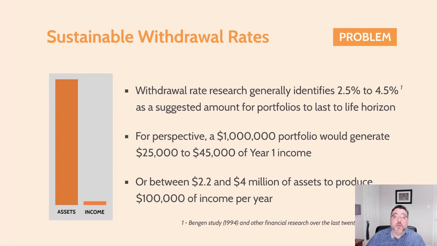So let's talk about another problem, which is sustainable withdrawal rates. Withdrawal rate research generally identifies 2.5% to 4.5% as a suggested amount for portfolios to last to a life horizon. For perspective, if you had a $1 million portfolio, then you would generate anywhere from $25,000 to $45,000 of income in year 1 in this scenario, or you would require 2.2 to 4.4 million of assets to produce $100,000 of income per year.